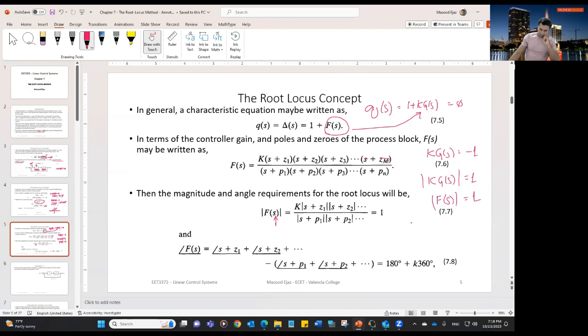And likewise, let's calculate the phase of F of s. Remember, F of s is a function of s, and s is a complex number, and it's a fraction. So how do you calculate the phase of a complex fraction?